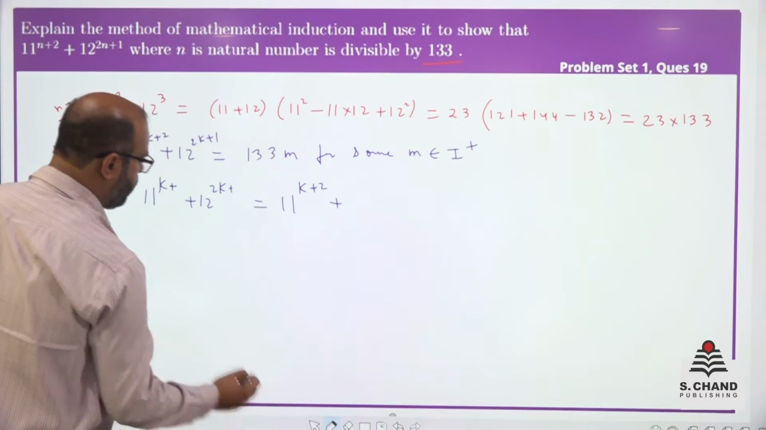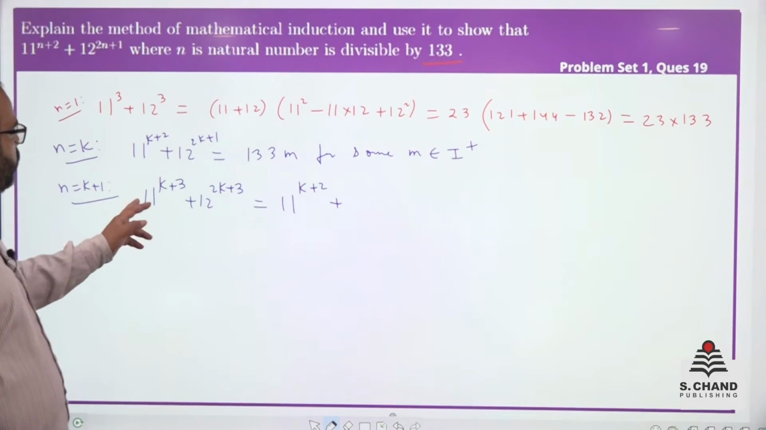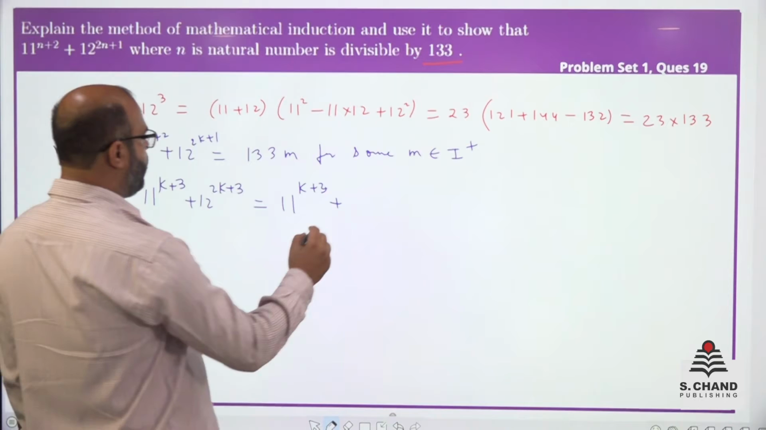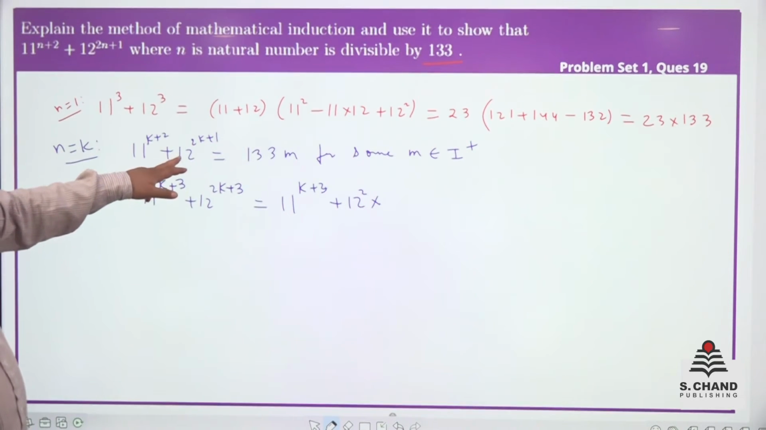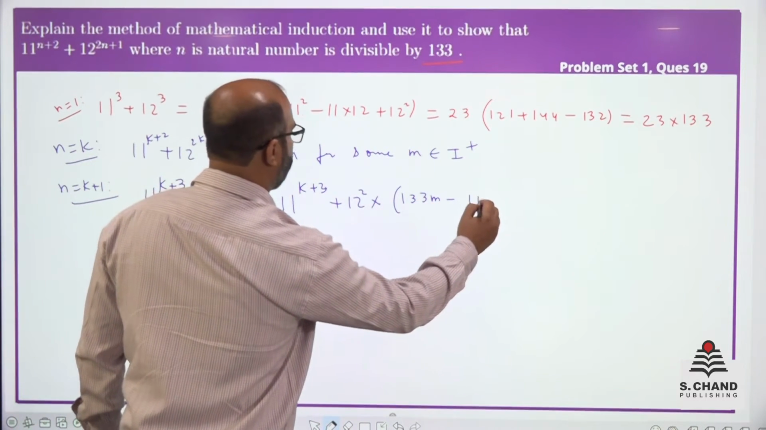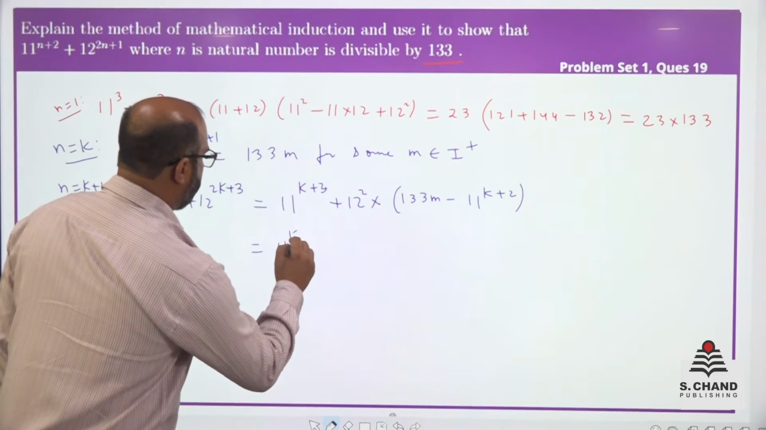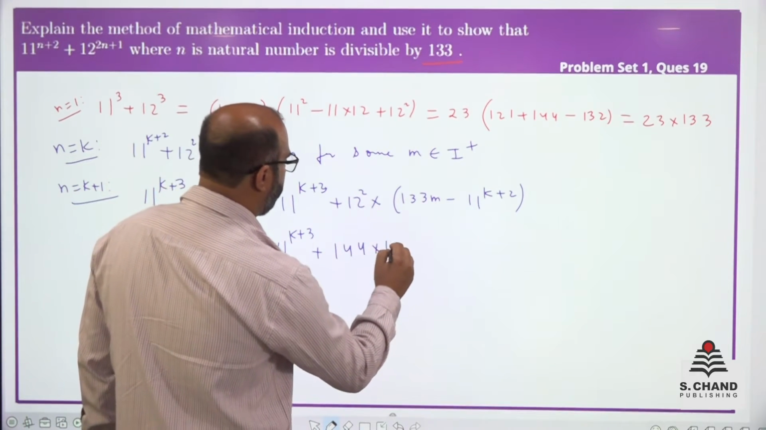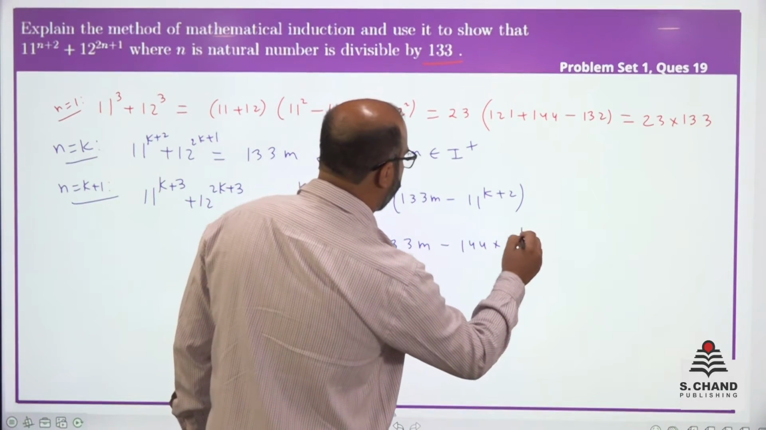This will become k plus 3, this will become 2k plus 3. So 11 to the power k plus 3 plus 12 to the power 2k plus 3. 12 square I am taking separately, and 12 to the power 2k plus 1, from here I am writing it as 133m minus 11 to the power k plus 2. So this will become 11 to the power k plus 3 plus 144 into 133m minus 144 into 11 to the power k plus 2.